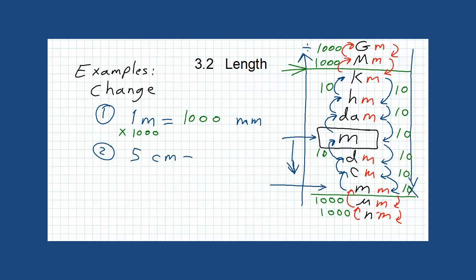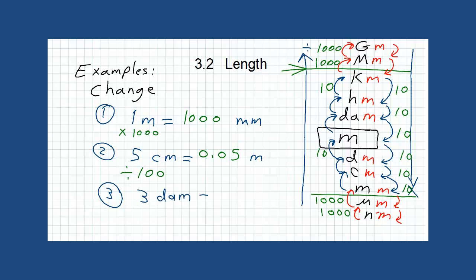Example 2: 5 centimeters is equal to how many meters? Looking at the table to the right, to change from centimeter to meter, we are going up. Because of that, we are going to divide. Going from centimeter to meter, we must pass the decimeters and then go to the meters. So we will divide by 10, divide by 10 2 times. So we are going to divide by 100, and this gives me 500 meters.